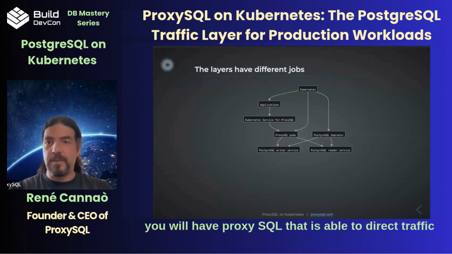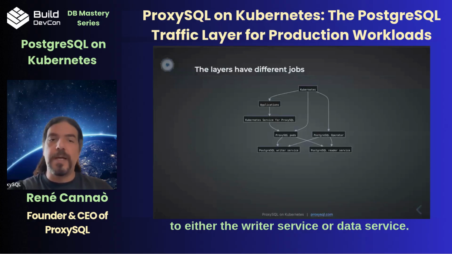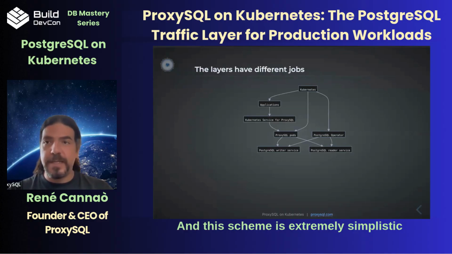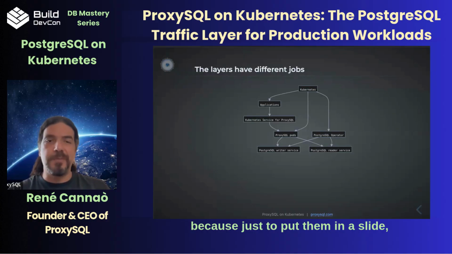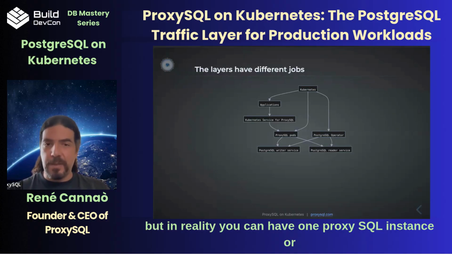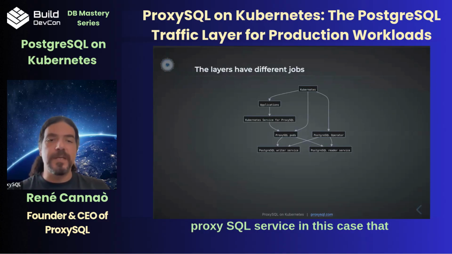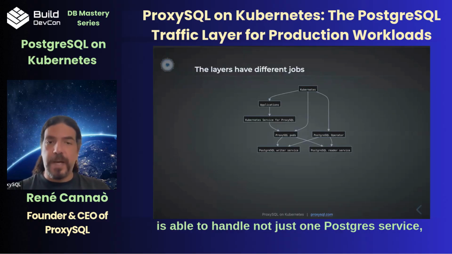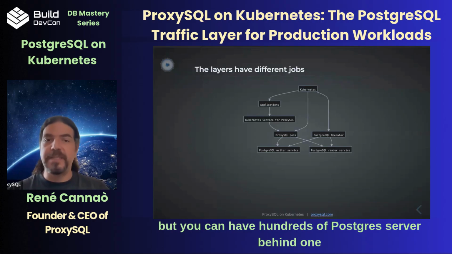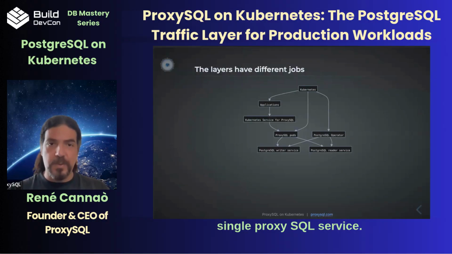And on the other hand, you will have ProxySQL that is able to direct traffic to either the writer service or the reader service. This scheme is extremely simplistic, just to put it in a slide, but in reality, you can have one ProxySQL instance, or ProxySQL service in this case, that is able to handle not just one Postgres service, but you can have hundreds of Postgres servers behind one single ProxySQL service.